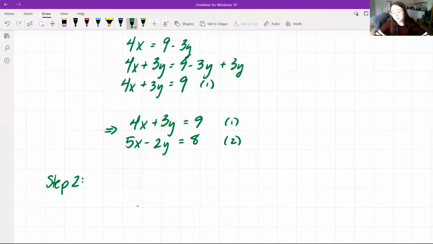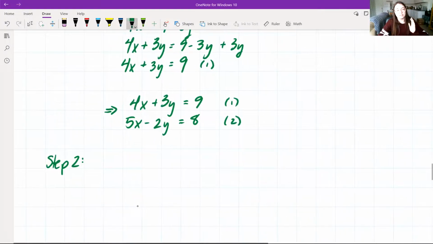So in equation 1, we have positive 3. In equation 2, we have negative 2. So we don't have to worry about multiplying one by a negative number, and the least common multiple is going to end up being 6. So this means that we would have to multiply equation 1 by 2 and equation 2 by 3, which is easier and nicer than multiplying by a negative 4 or 5. So let's go ahead and do that.